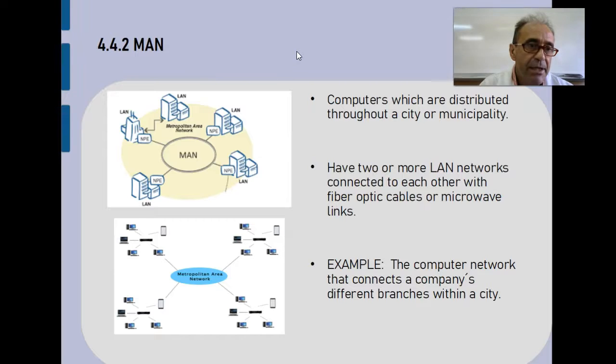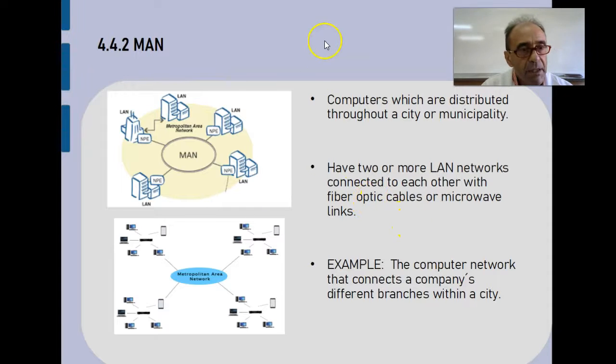Metropolitan area network: for example, computers located in the same city. In these networks we connect more than one local area network. An example could be the network of the Escala Tarifa here in the main building, and the one in the Aulario. Both are connected through the telephone line in what we call a metropolitan area network.